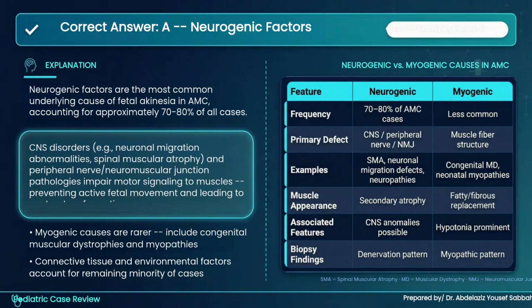But note that the slide answer label says A. Looking at the slide content carefully, neurogenic factors are confirmed as the most common underlying cause, accounting for approximately 70 to 80% of all arthrogryposis multiplex congenita cases.